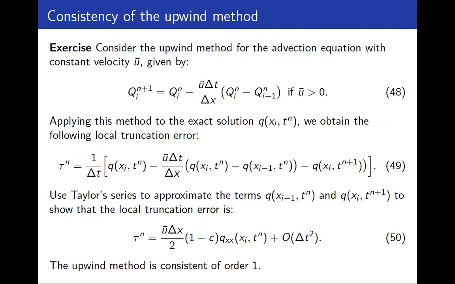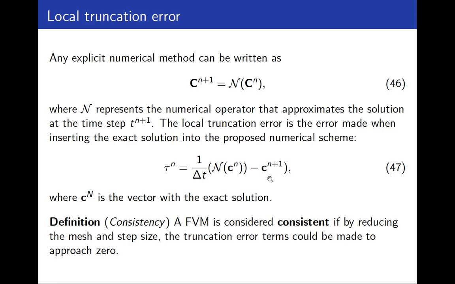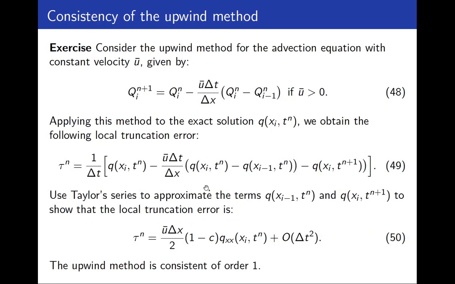Some exercises that I included here. I'm not going to do the maths, but we consider the Upwind method for the advection equation with constant velocity. This is equation 48, for the case where the fluid velocity is greater than zero. You apply this method to the exact solution. If you substitute the exact solution of the linear advection equation into this scheme 48, and obtain the difference with respect to the exact solution, you obtain equation 49.